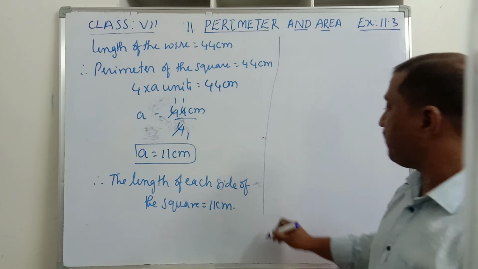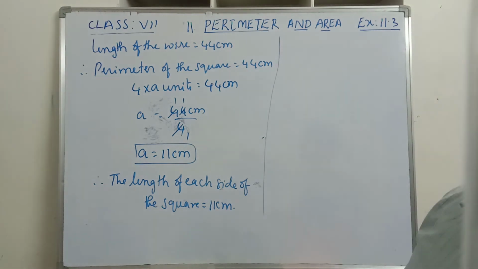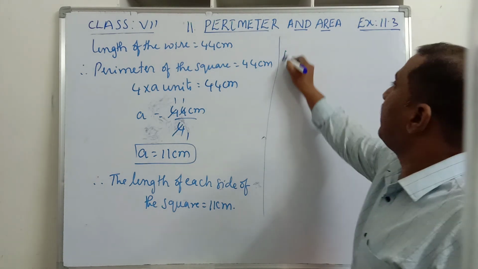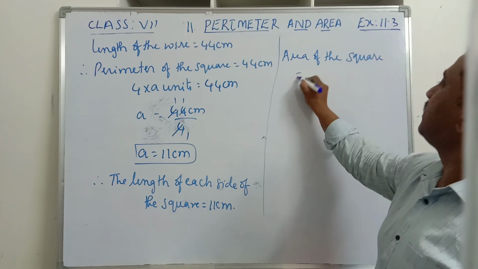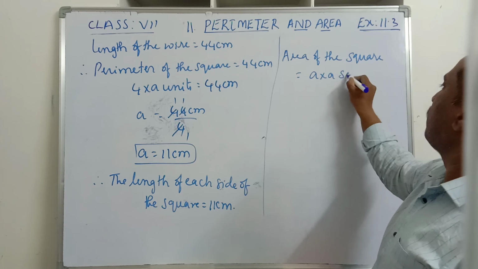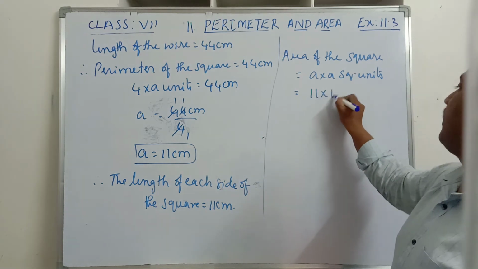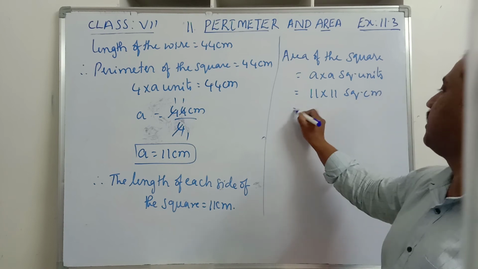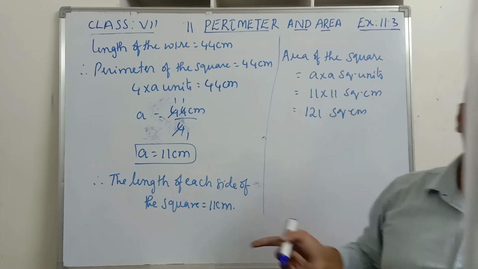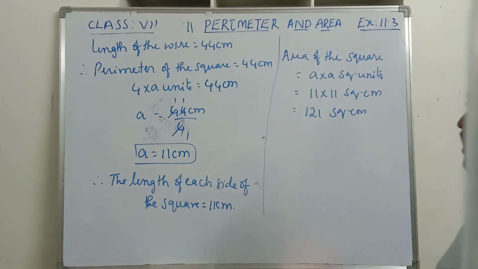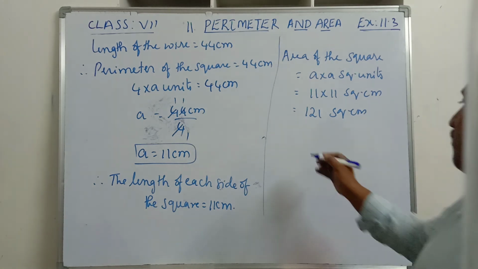Next, which shape encloses more area, either circle or square? The circle we found just now, it is 154 square centimeters. So find the area of the square. Now area of the square is equal to, what is the formula? It is side into side, that is A into A square units, or S into S also we can take. So A is 11. 11 into 11 square centimeters. 11 elevens are 121 square centimeters. So area of the square is 121 square centimeters. Area of the circle is 154 square centimeters.